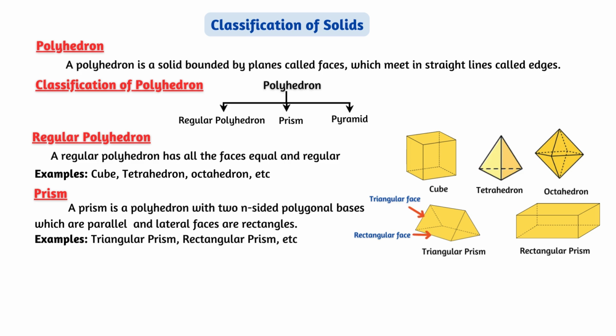For a prism, lateral surfaces will be rectangles. It is very important for drawing the projection of solids.